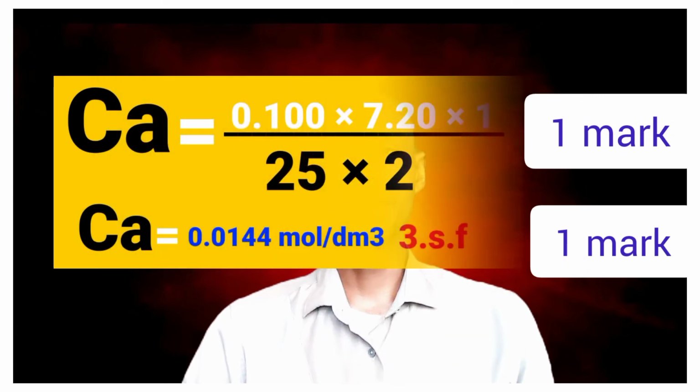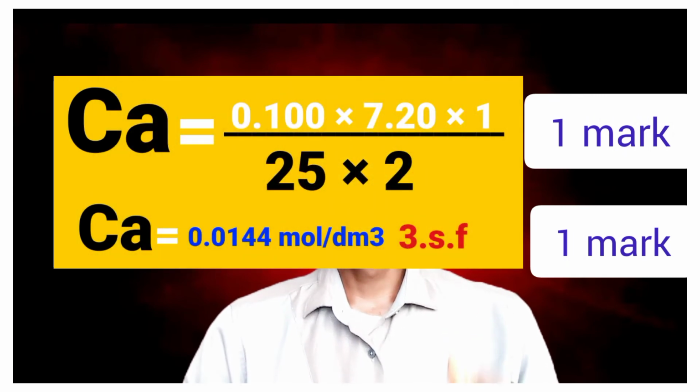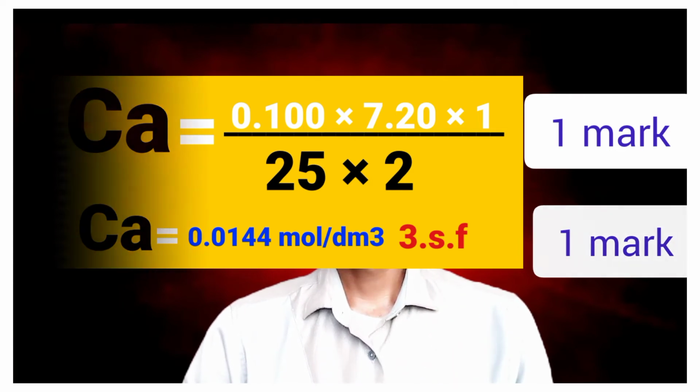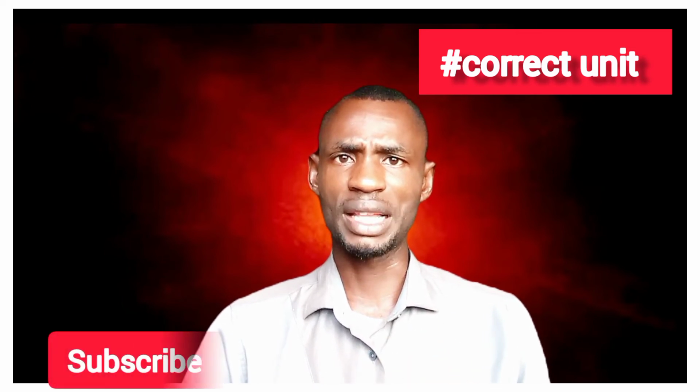Then remember the final answer. We are calculating concentration in mole per dm cube. Your final answer must be in 3 significant figures. Listen, 3 significant figures, and you must ensure that you put the correct unit. Correct unit is very, very important for you to earn yourself another 1 mark. When you do correct substitution, you hand yourself another 1 mark, and then when you calculate the final answer in 3 significant figures or 3 decimal places, you hand yourself another 1 mark.